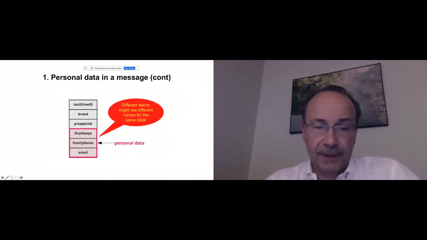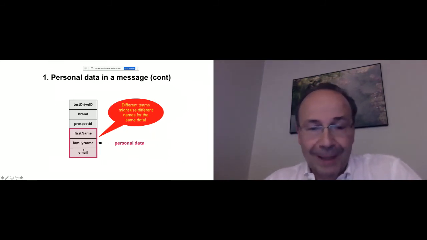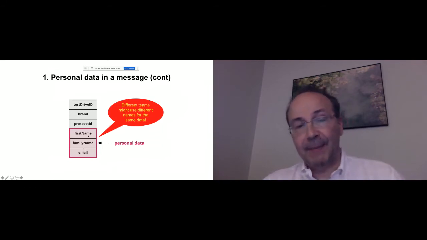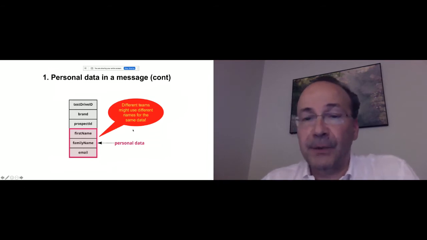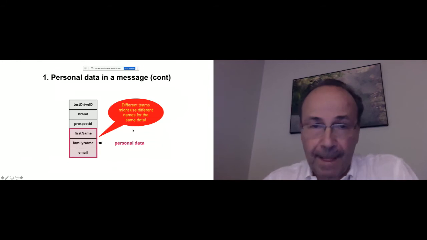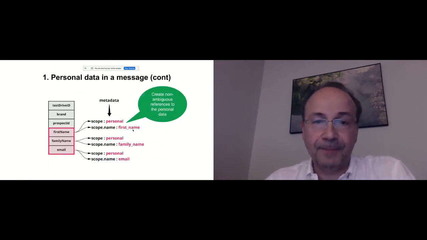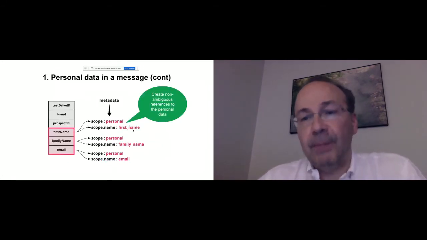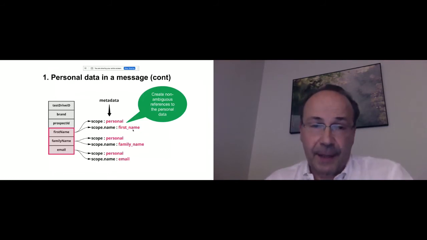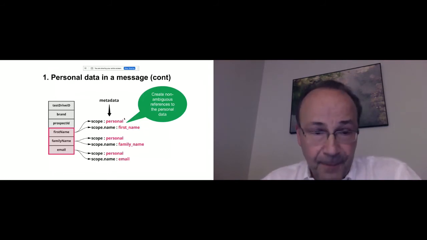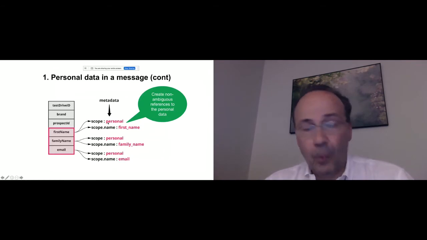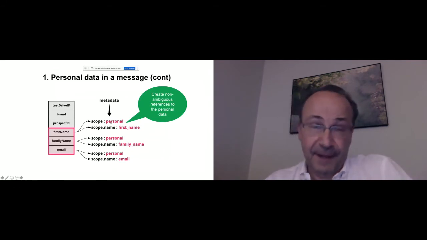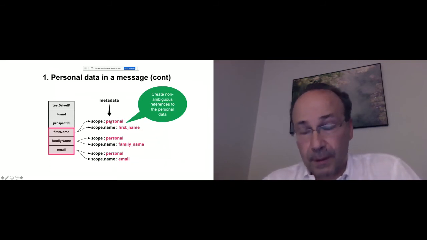But we know the personal data, it's those. Well, yes, in this message, but different teams might use different names for the same data. We need to do something about that. Let's create a non-ambiguous reference to the personal data. If we add some metadata to this data, then we have a better chance of identifying them in a non-ambiguous manner. So let's introduce a scope that is personal and a scope name. For example, in this case, first name.